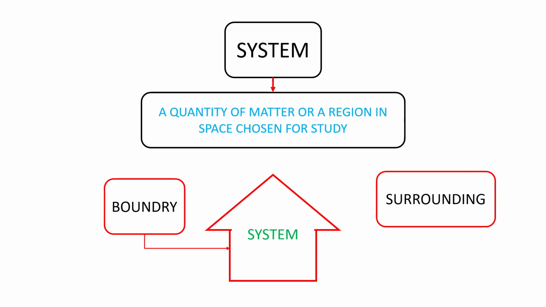Okay, let's take example for the house to be our system. The border around the system is called boundary. The area outside the boundary is called the surrounding. Okay, make sure you can differ system, boundary, and surrounding.